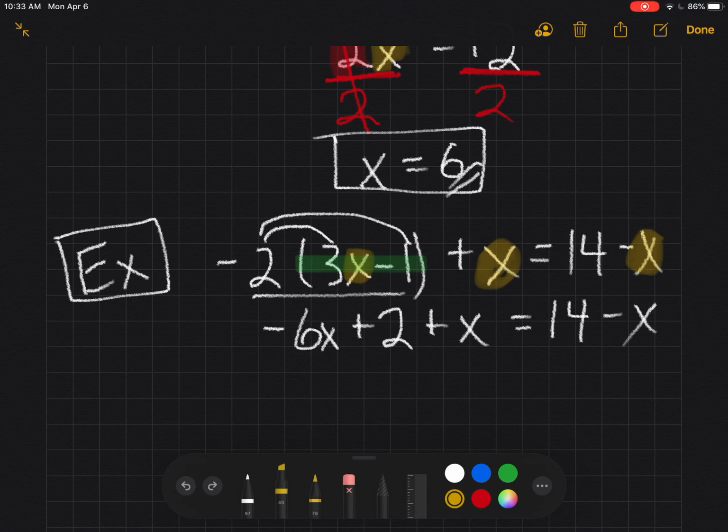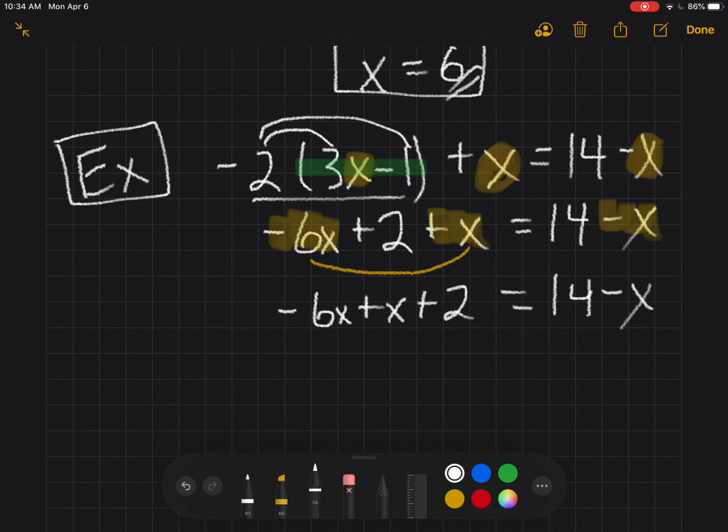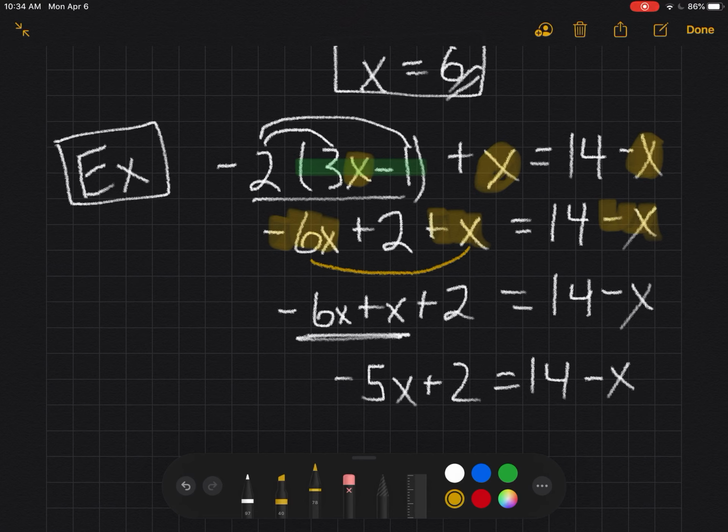And the nice thing about doing it this way is now I have -6x and x here on one side, and these are like terms. And then I have a -x on the other side of the equation. But I see that the operation combining everything over here is addition. And addition is commutative, which means I can change the order. So I could say -6x plus x plus 2 is equal to 14 minus x. And now I can go ahead and add -6x and x because those are like terms. And so I get -5x plus 2 equals 14 minus x.